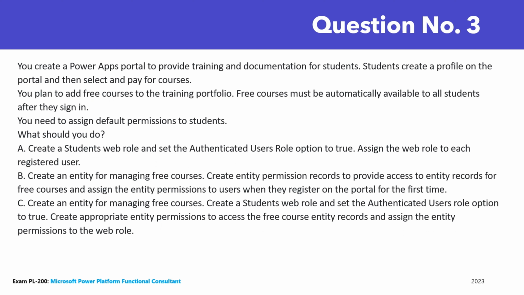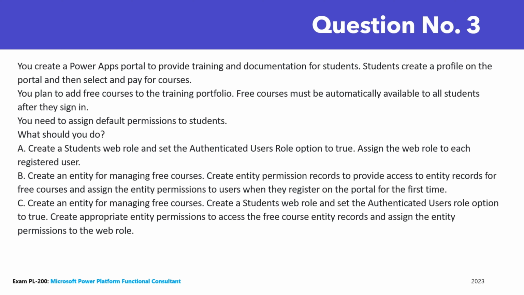You create a Power Apps portal to provide training and documentation for students. Students create a profile on the portal and then select and pay for courses. You plan to add free courses to the training portfolio. Free courses must be automatically available to all students after they sign in. You need to assign default permissions to students. What should you do? A. Create a student's web role and set the authenticated user's role option to true. Assign the web role to each registered user.